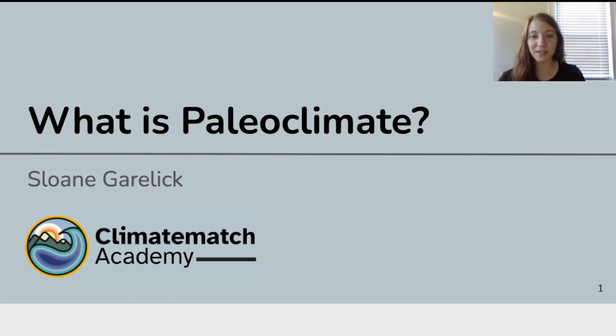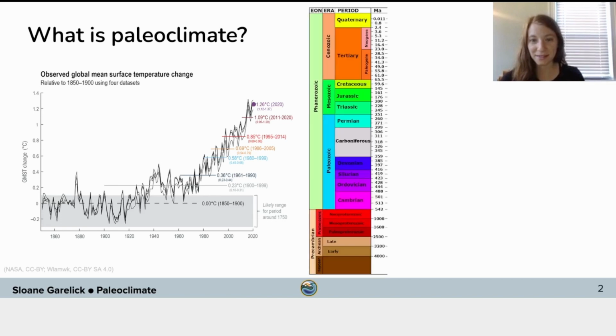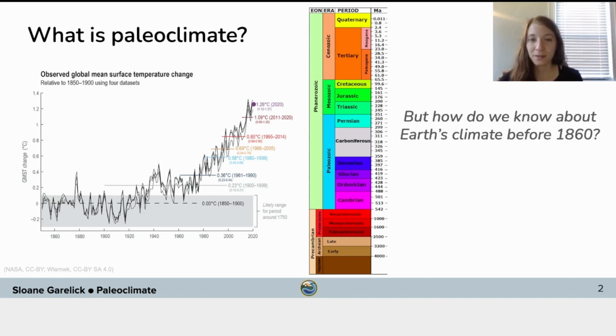And the term for the study of past climate is paleoclimate. So what is paleoclimate? The figure on the left is showing temperature change since 1860, and this data is based on observations and measurements. However, Earth's climate history extends well beyond 1860. The figure on the right is showing a geologic timeline of Earth. Earth itself is about 4.5 billion years old, and the climate has varied a lot over this time. But how do we know what climate was like before 1860 when we started having observations and measurements of climate?